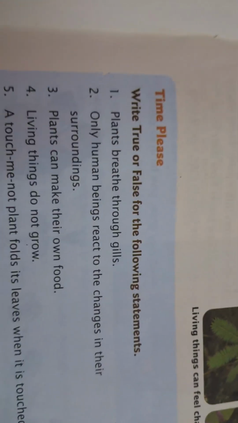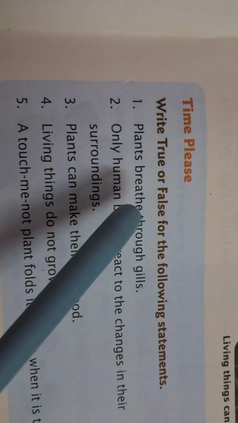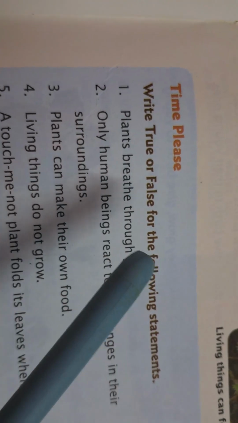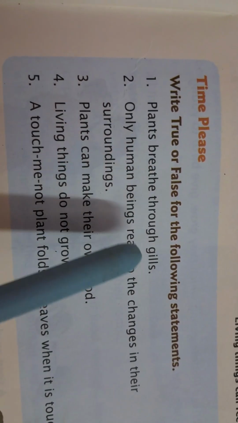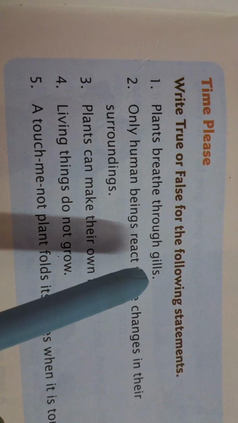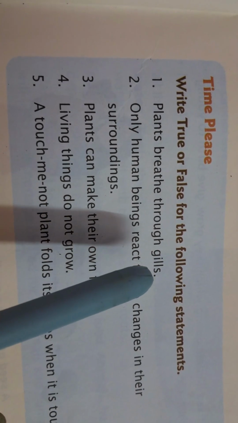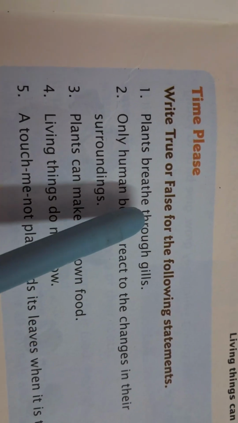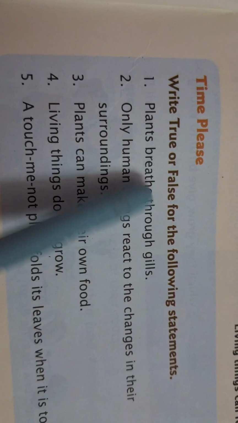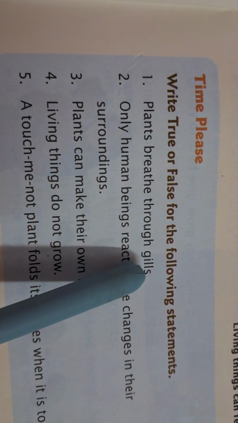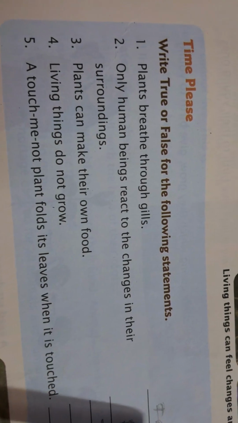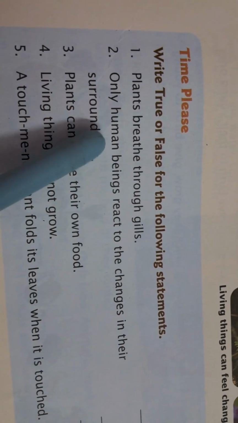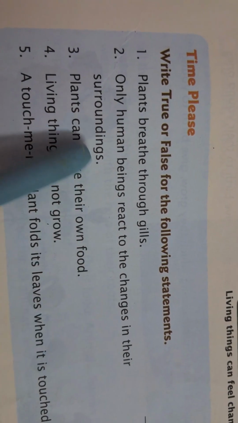Here comes time, please. Write true or false for the following statements. First one, plants breathe through gills. Plants have gills? No, only fish have. This is wrong, means false. So first one is false. Second one, only human beings react to the changes in their surroundings.